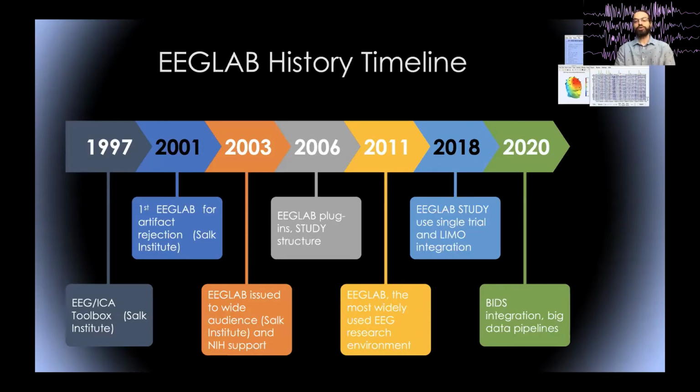In 2020, and that's tightly linked to NSG as well, we're in the process of finishing BIDS integration. BIDS is the brain imaging data structure. It's a type of file format for neuroimaging data, originally for MRI, and now it's also for EEG, and for creating big data pipelines. I'll talk about that. And the big data pipelines are running on NSG.